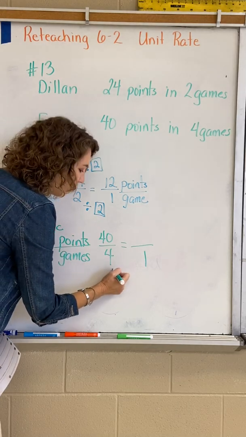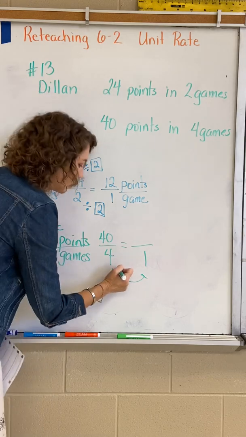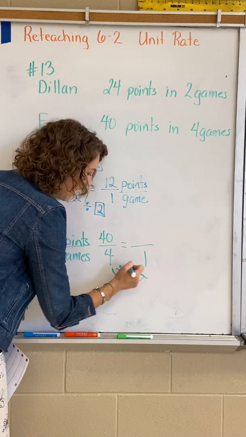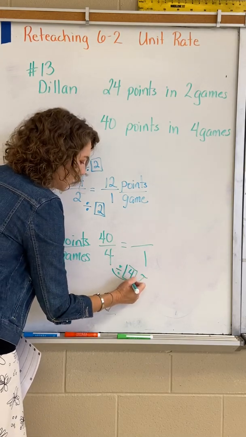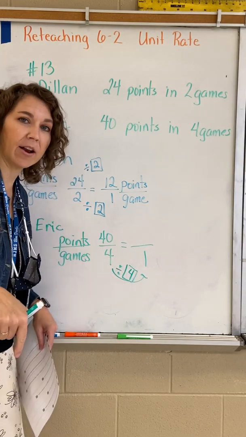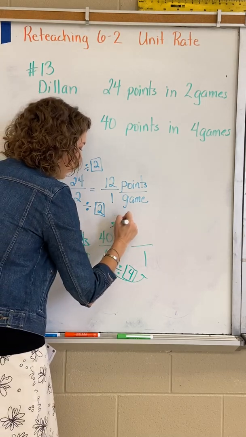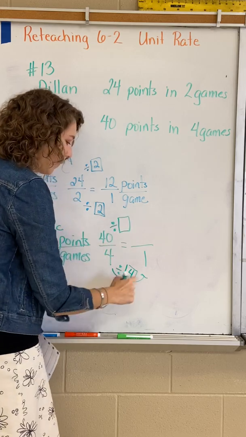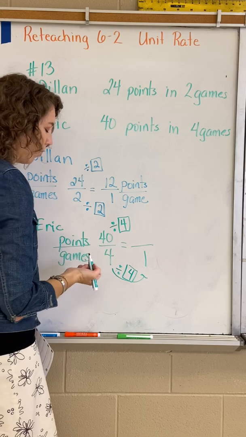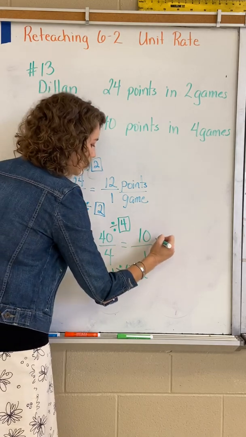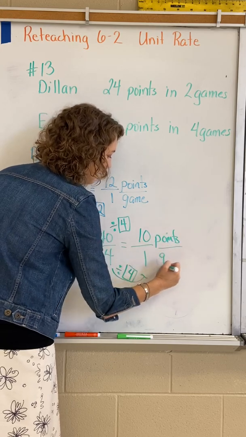So how do I get from 4 to 1? Again, going from the bigger number to the smaller number, so I'm going to divide. 4 divided by 4 is 1. It's kind of like simplifying. We simplified our ratios the other day. Like simplifying a fraction, whatever you do to the bottom, you must do to the top. So 40 divided by 4 is 10. That means Eric scored 10 points in 1 game.